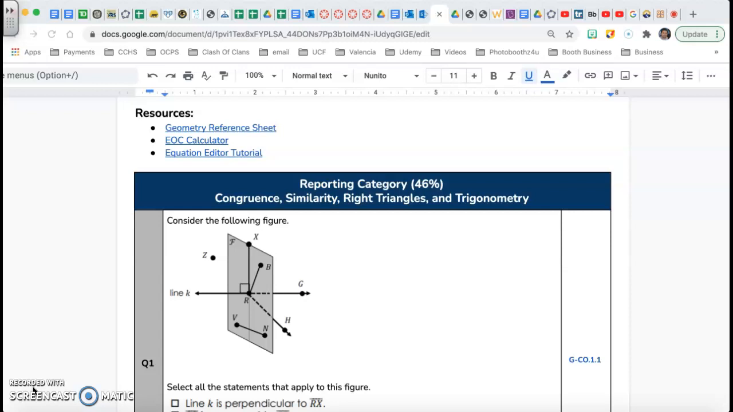Today we're going to start reviewing for the EOC exam, the Geometry End of Course exam. This is an exam that most people in the United States have to pass in order to graduate from high school, and we definitely want to graduate.